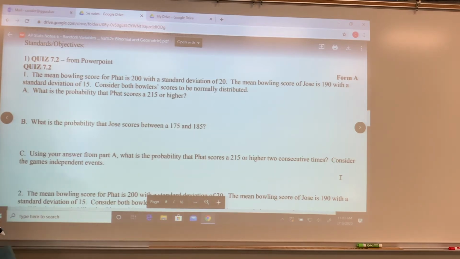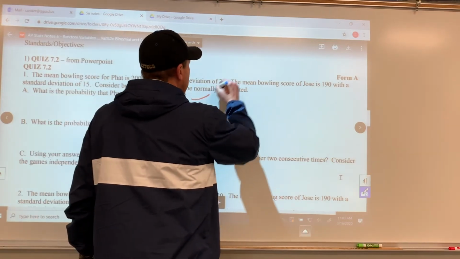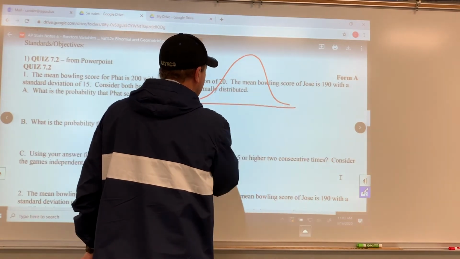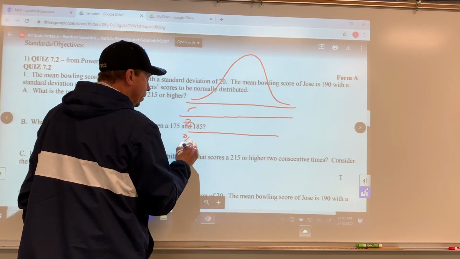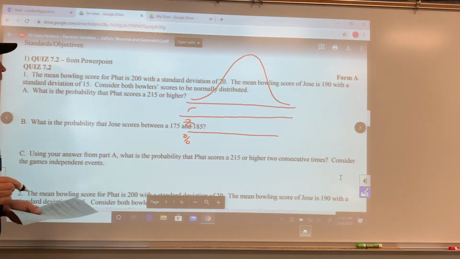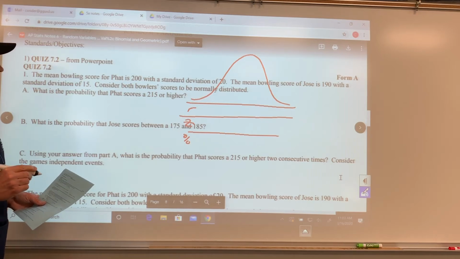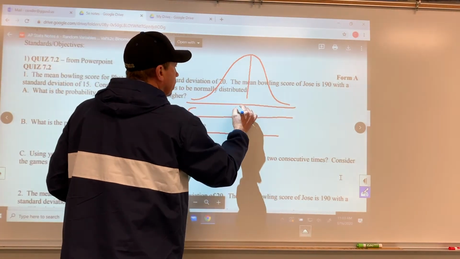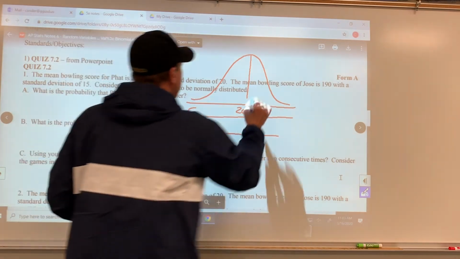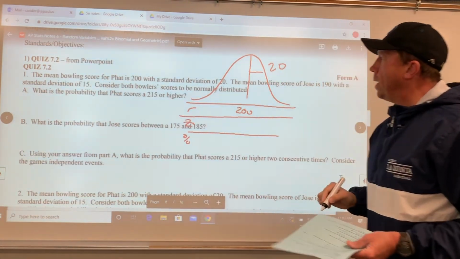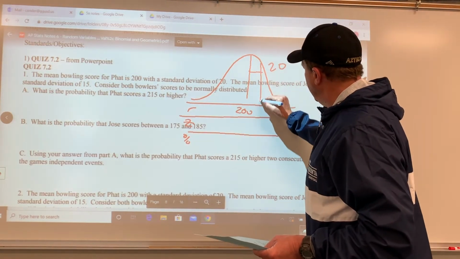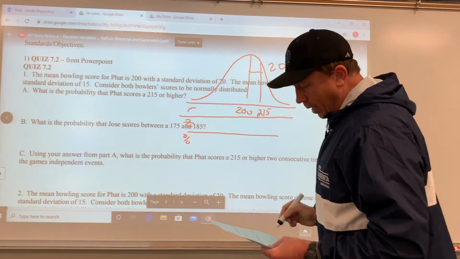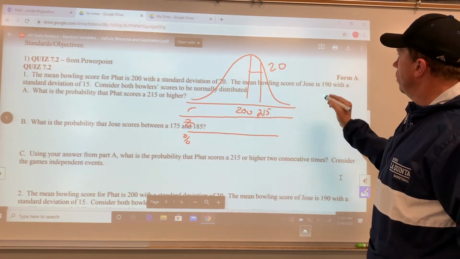What's the probability that Fat scores a 215 or higher? No problem, okay? Remember what I want you guys to do. I want you to label the raw score, the z-score, and the percentile all the time. Okay, so his average is 200, and his standard deviation is 20, okay? And we want 215 or higher. So 215 is less than a deviation away. In fact, I'm going to do the numbers right here.